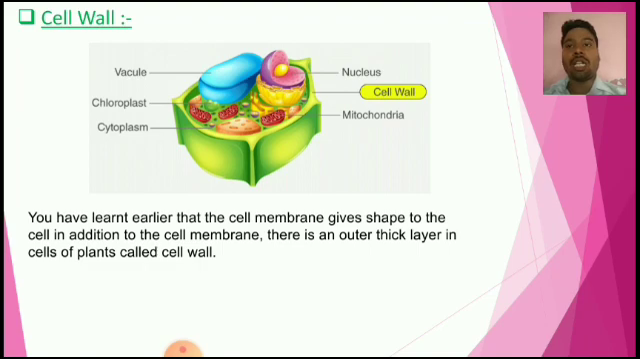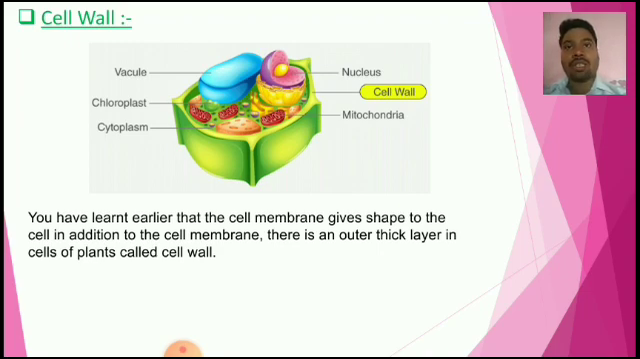In addition to the cell membrane, there is an outer thick layer in the cells of the plant called the cell wall. The outer layer around a cell membrane is known as the cell wall. See in the picture, we denote this cell wall. Around the cell membrane there is an outer thick layer in the cells of plants called the cell wall. The cell wall is only present in a plant cell. In an animal cell the cell wall is not present.